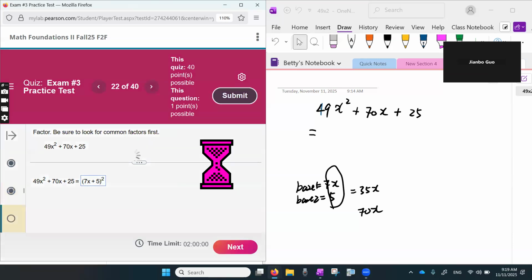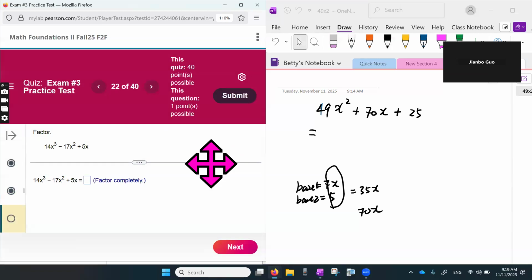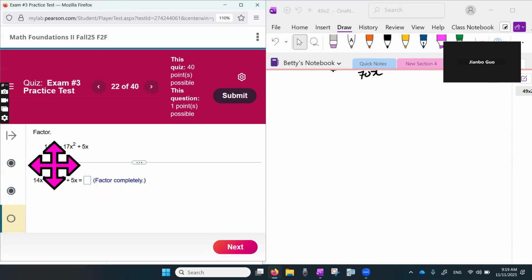Next, question 22. Factor. This trinomial is degree 3. Yeah, that should draw your attention. When the trinomial is degree 3, it's very likely that we are able to factor an x out. And it is the case.